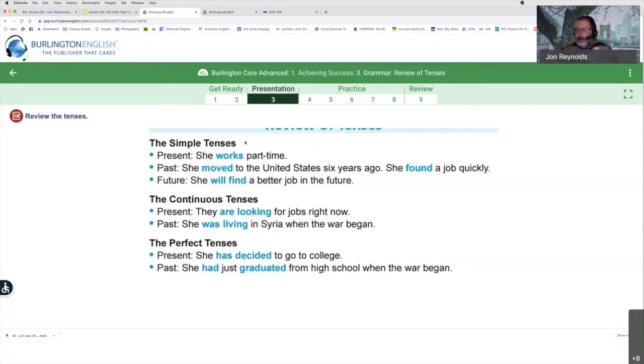So in this case, I use slightly different words, but this is how they're using it here. Now, if you look at the continuous tense and the perfect tenses, there are future forms of these as well. But if you'll notice, not many people use the future in the future perfect.